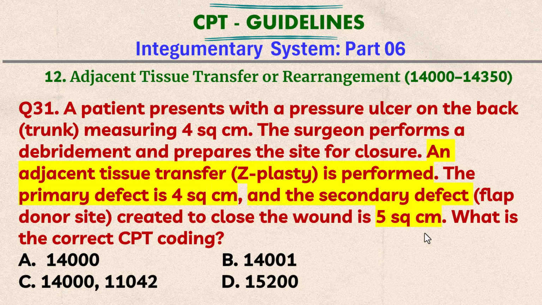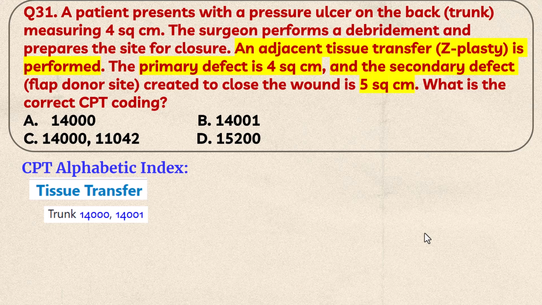So here you have to highlight this is an adjacent tissue transfer procedure. The primary defect is 4 square centimeters and the secondary defect is 5 square centimeters. When you look at the answers, all are adjacent codes, so you can use the elimination method in the exam. For learning purposes, let's use the alphabetic index method. Go to the CPT alphabetic index. First search for the index of tissue transfer. Then go for the subanatomical site, that is trunk. So it leads you to the following codes, 14000 and 14001.